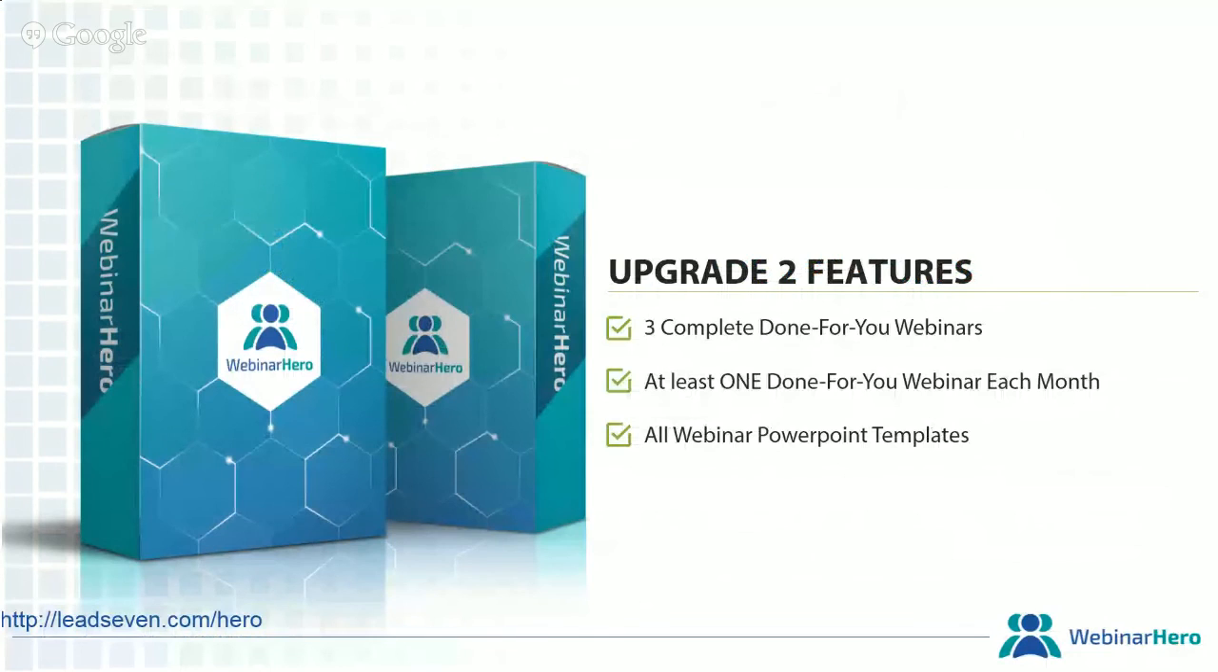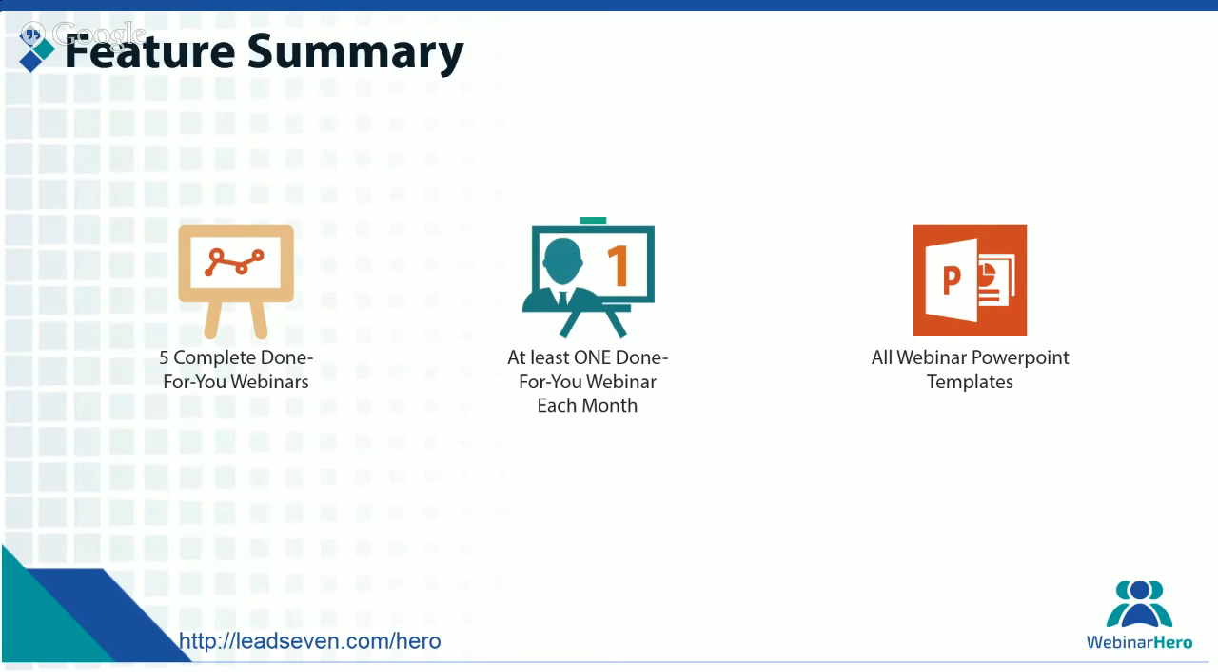So again, this is upgrade number 2, guys. You're going to get 3 done for you webinars, at least one new webinar every single month, and all the webinar PowerPoint templates that you can use with your own webinars as well. All right. So again, my recommendation is, if you want to have a done for you system, if you don't have time to do the webinars yourself yet, if you're still not very confident, then you should definitely get upgrade number 2, because you can actually make money with this already. You're going to get an unlimited source of videos and affiliate products that you can sell and promote every single month.